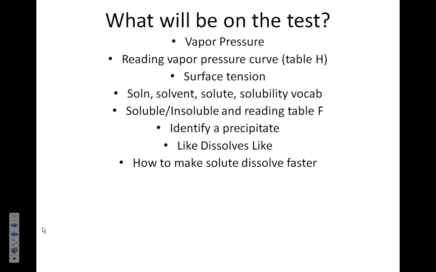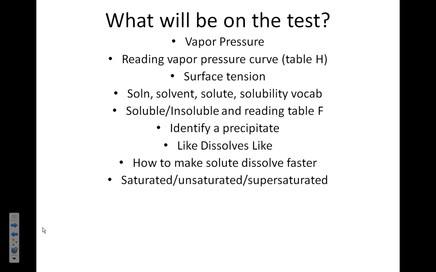And then the last one was surface area of the solute. That idea that crushing up the sugar actually exposes more of the sugar to the solvent, to the water, and it will get it to dissolve faster. Larger particles will dissolve more slowly because they're actually not as exposed. There's a lot of solute on the middle of the particle that isn't exposed to the solvent, so it'll take a little longer to dissolve.